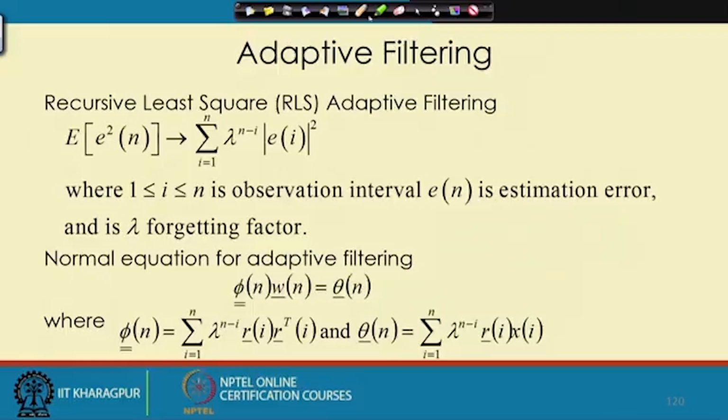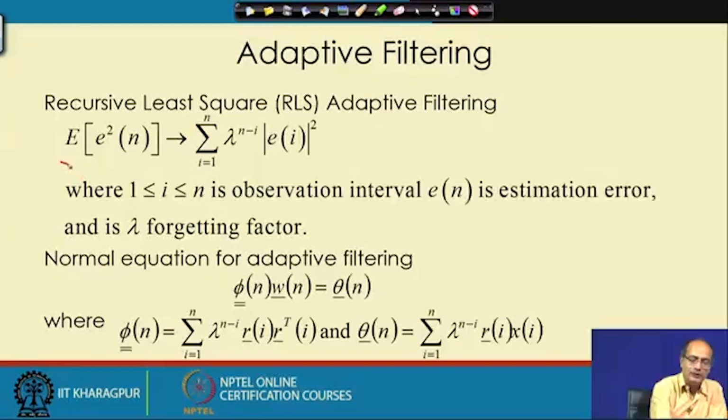Start the second adaptive filter. We will go for the recursive least square adaptive algorithm now. And here we have a small change compared to the LMS algorithm. Again, the starting point is the same. We look at how we deal with the expected value of E square n.